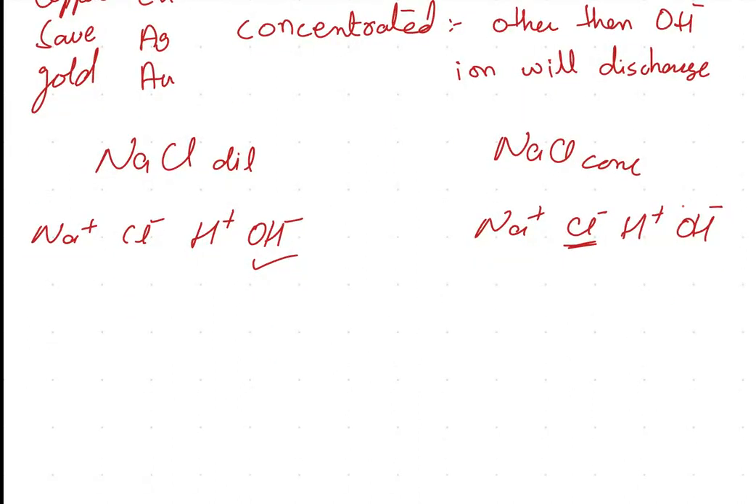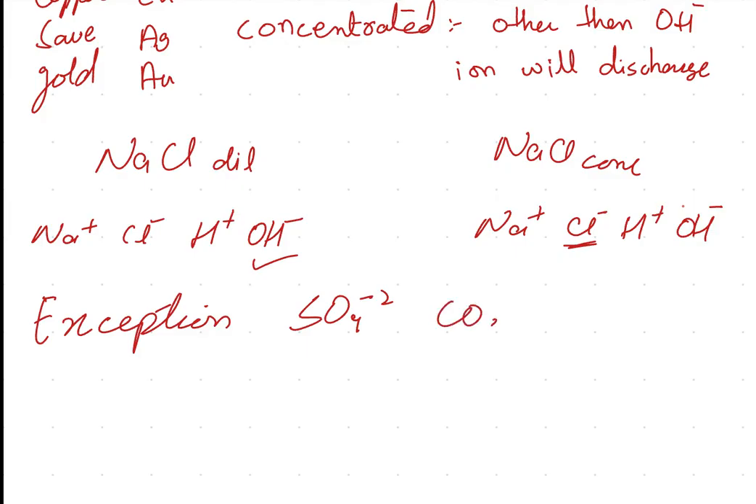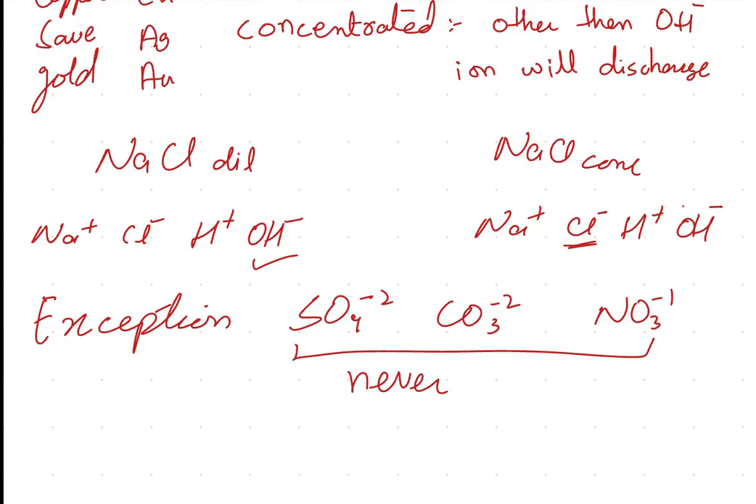But always remember, here we have an exception. And what is the exception? These three ions, that is SO4 minus 2 and CO3 minus 2 and NO3 minus 1, these three ions will never discharge. Either the solution is concentrated or dilute, irrespective of the dilution, irrespective of the concentration, these will never discharge. Okay, so keep it in the mind.